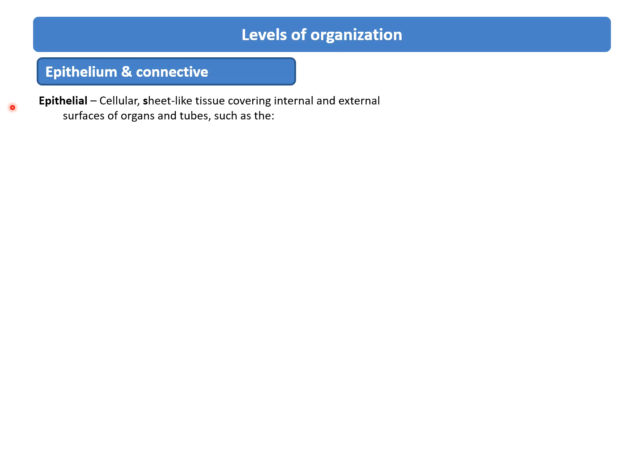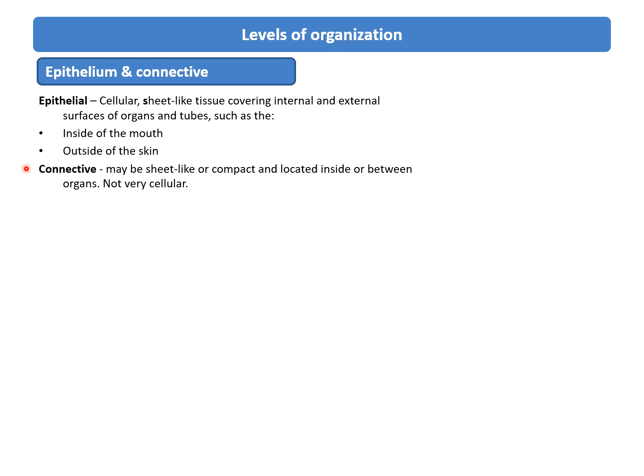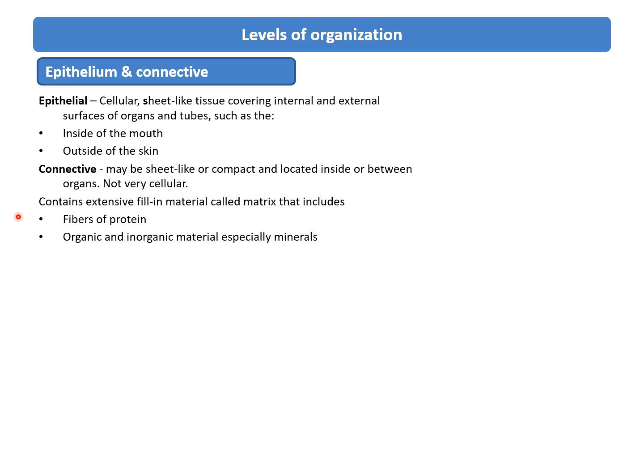Epithelial tissue is quite cellular, and it's a sheet-like tissue covering internal and external surfaces of organs, tubes, and so forth, like the inside of the mouth, the outside of the skin. Connective tissue may be in the form of sheets or it may be compact, and it's located inside or between organs. Connective tissue is not highly cellular. It does contain extensive fill-in material called matrix that includes fibers of protein, organic and inorganic material, especially minerals.